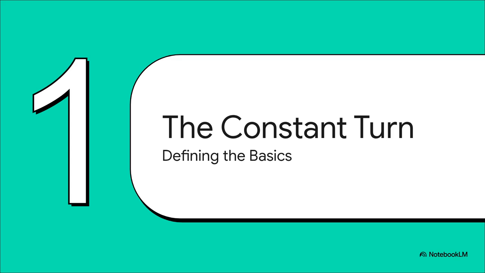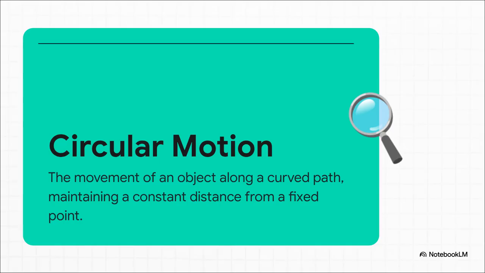What exactly is this constant turn we keep talking about? To put it simply, circular motion is just the movement of an object along a circle. All you need are two key ingredients, a fixed point right there in the center, and a distance from that center that never ever changes, which of course we all know as the radius, or r.